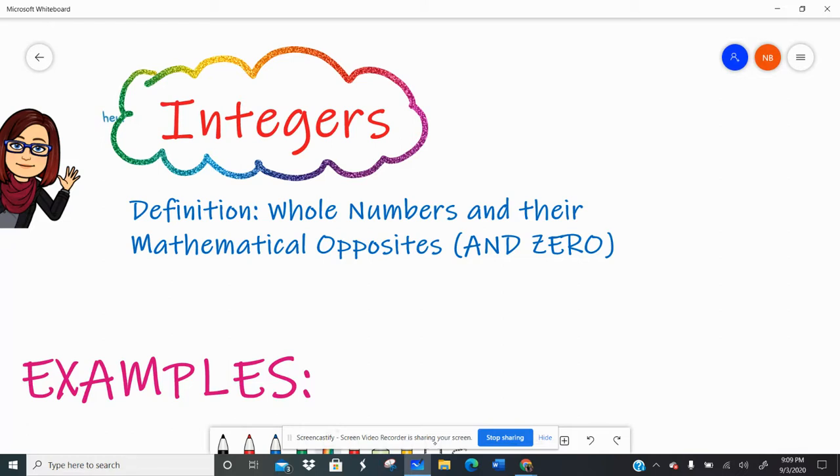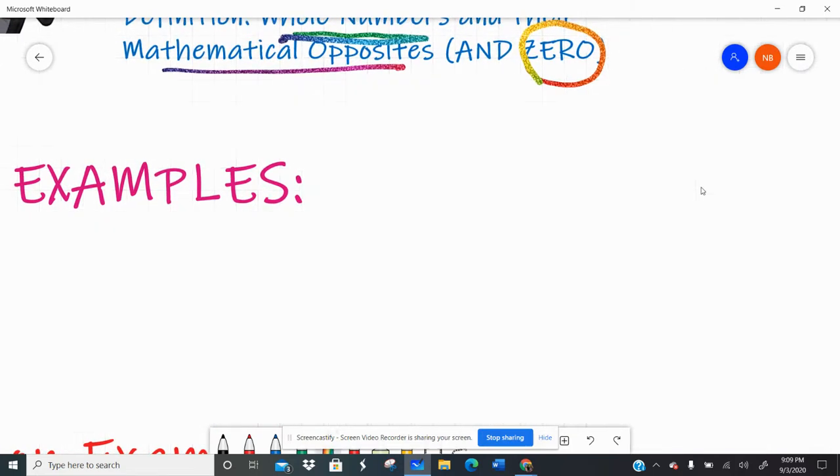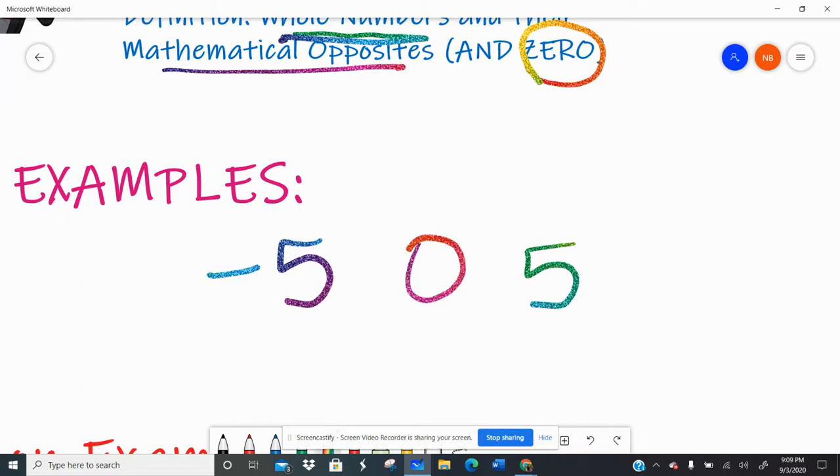An integer is a whole number or its mathematical opposite and 0. So that mathematical opposite means that they are on mirror images of that number line. So let's say 5, which is a whole number, is an integer. Its mathematical opposite, -5, would then also be an integer, and then, of course, 0. And this goes on infinitely to the right and then to the left on the number line. To the right, we're getting bigger. To the left, we're getting smaller.